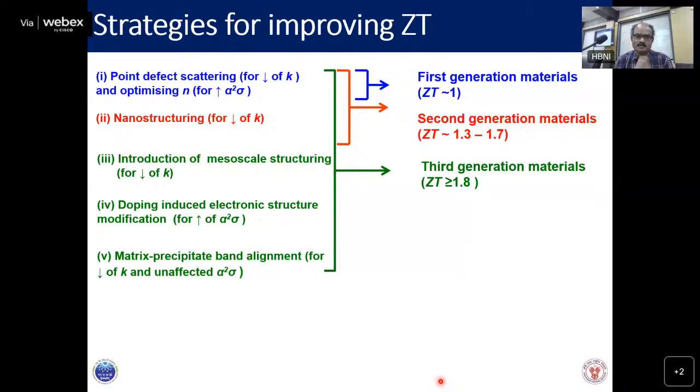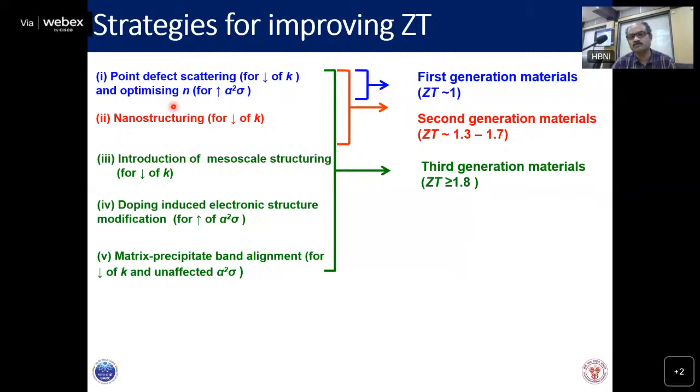That will also help. So in the first generation materials, where ZT of the order of 1 was successfully achieved, the general strategy was point defect scattering, meaning the addition of point defects inside the matrix. And another was the optimizing of the carrier concentration.